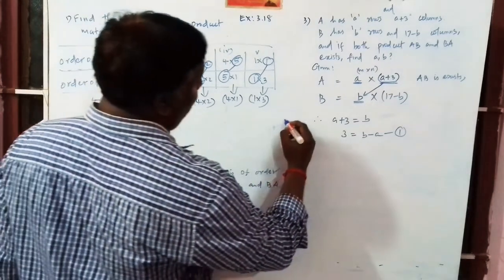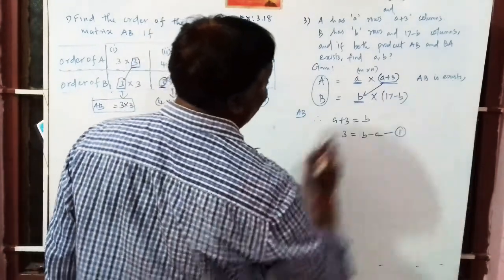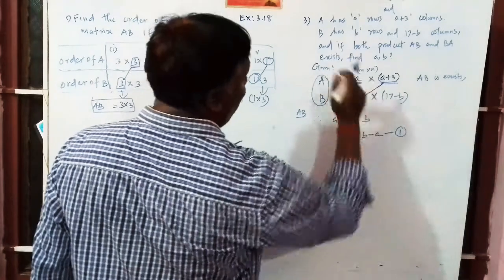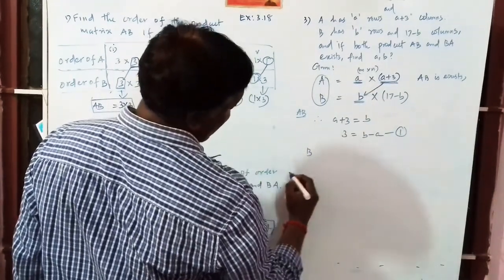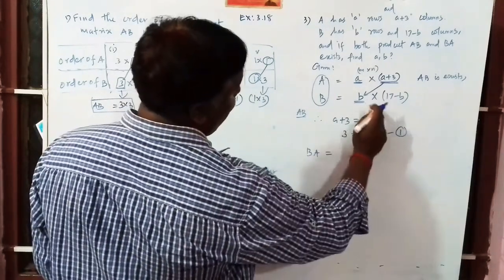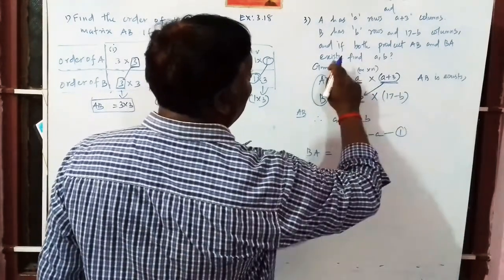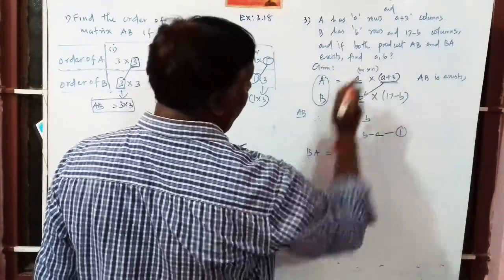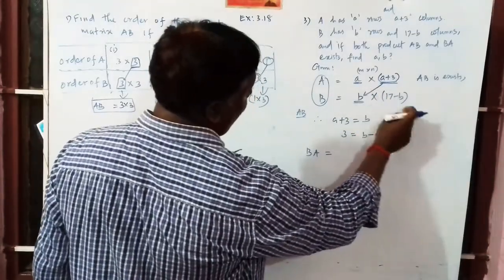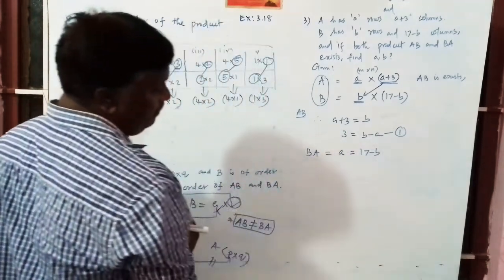Next, this is called the product AB, because AB exists. Next, the second condition, BA exists. BA, so multiplication of B into A. For BA, the order is the reverse, the remaining order. AB and BA exist, find the value of A and B. Therefore, the order of BA equals the remaining order. So A equal to 17 minus B.